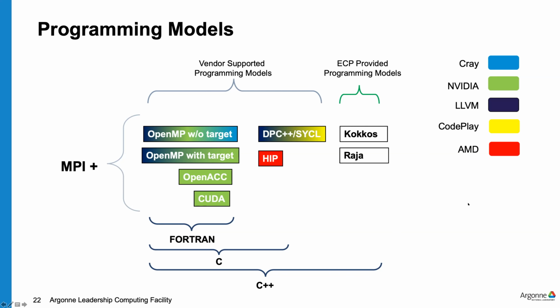And then for Kokkos and RAJA, you are able to run those with a variety of backends, including the CUDA backend, which is more targeted for the A100s, but also any of the other backends which work, such as the OpenMP target, or even SYCL and HIP if they're portable to the hardware.